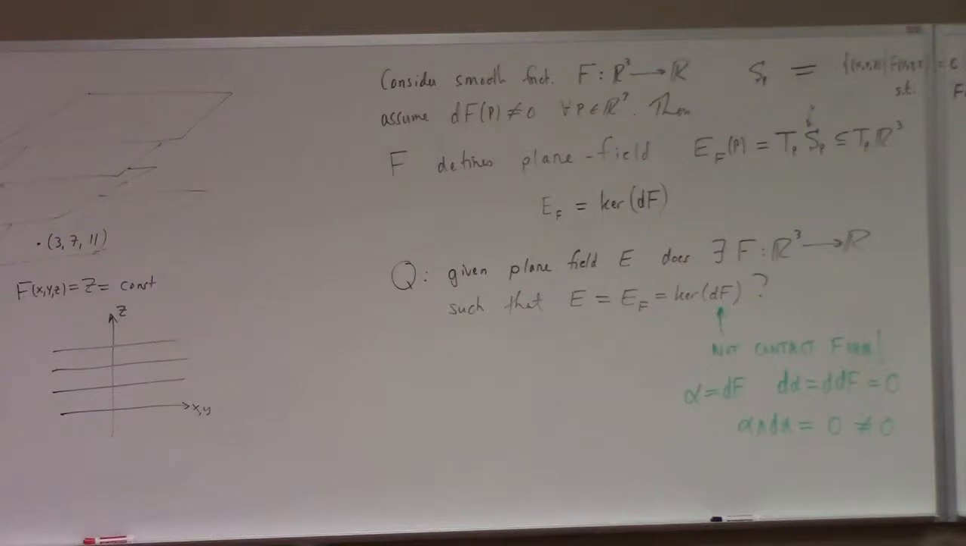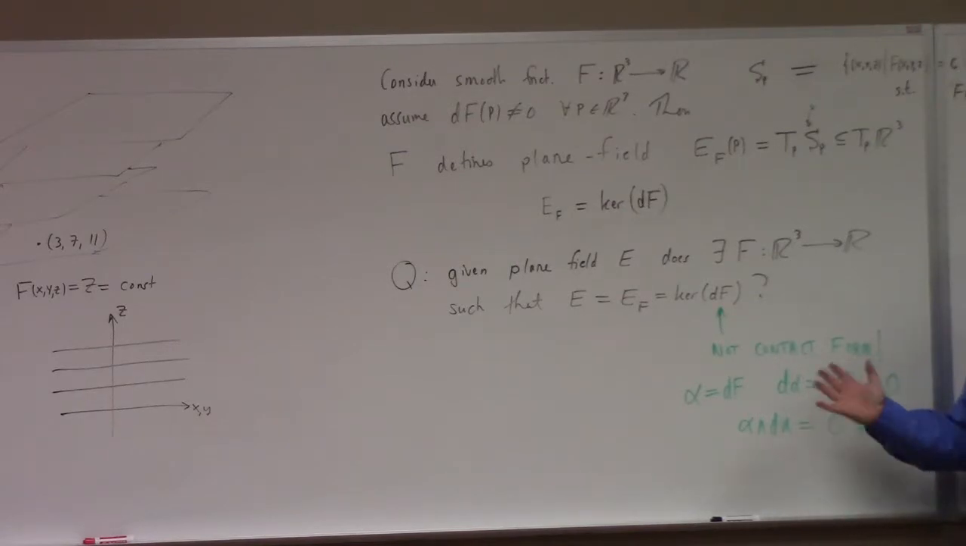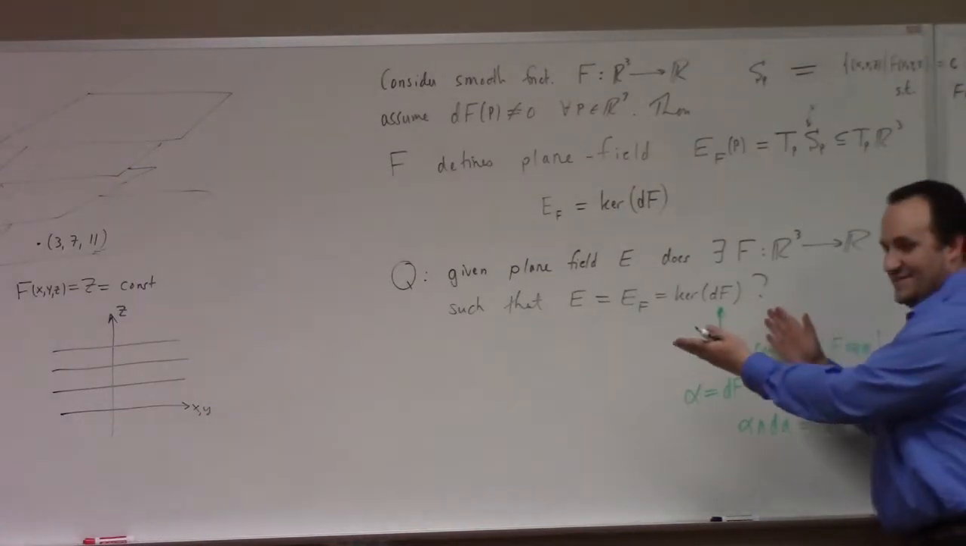At a point, it fails at all points. So these are two extremes, right? You could imagine a form where alpha wedge d alpha is 0 in some places and non-zero in other places. You can imagine a one form which is such that alpha wedge d alpha is non-zero everywhere. That's a contact form. So a contact form is pretty much as far away from this as you can get.